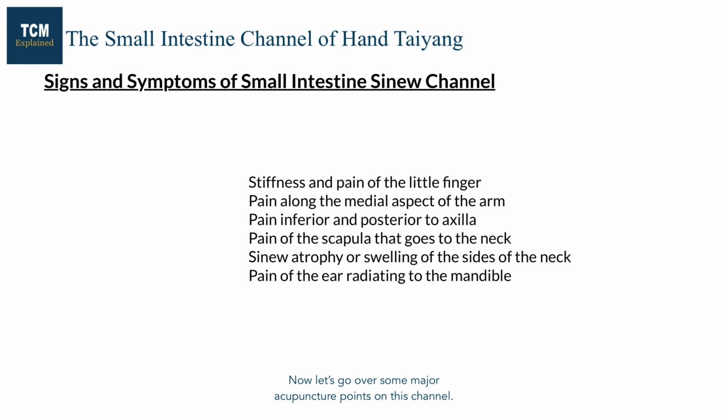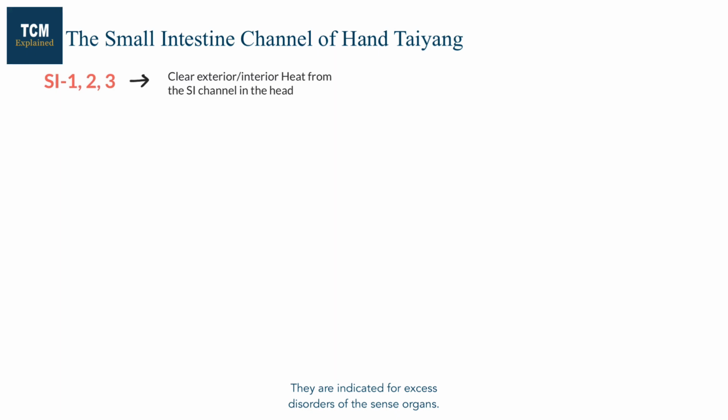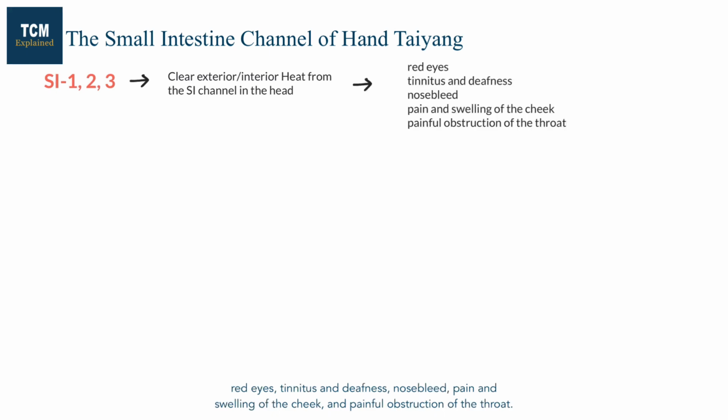Now let's go over some major acupuncture points on this channel. SI1, 2, and 3 can clear both exterior and interior heat from the small intestine channel in the head. They are indicated for excess disorders of the sense organs. It clears the heat or ascending yang in the head, treating signs and symptoms of red eyes, tinnitus and deafness, nosebleed, pain and swelling of the cheek, and painful obstruction of the throat.